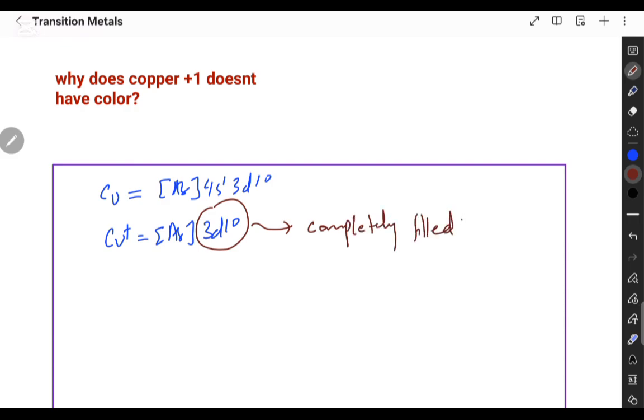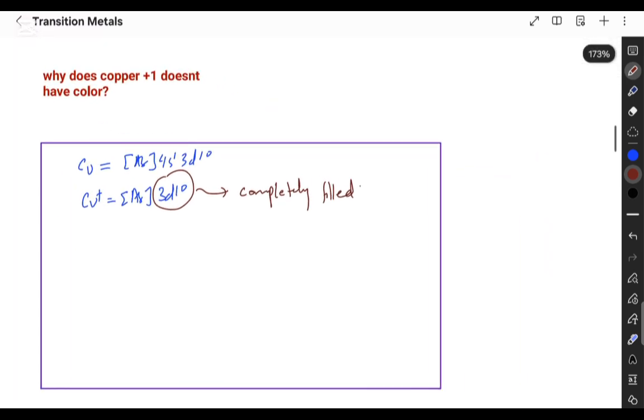So even though the d splitting will happen, there will be no electron promotion because there is no space available for the electron to be promoted to the orbital that has higher energy. From the lower energy to the higher energy, it cannot move to that place. Because the electron cannot be excited, copper plus does not have a color.